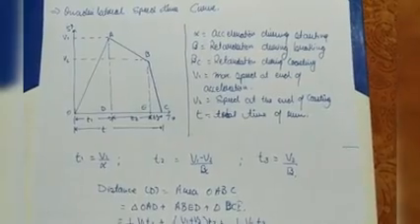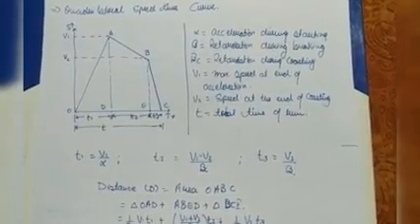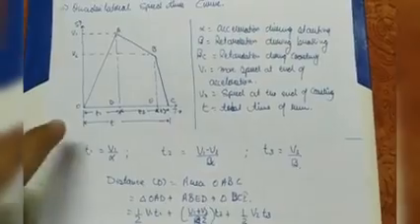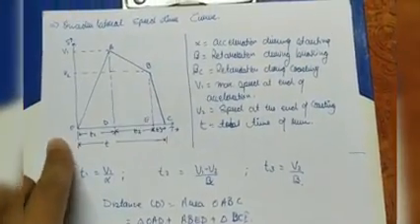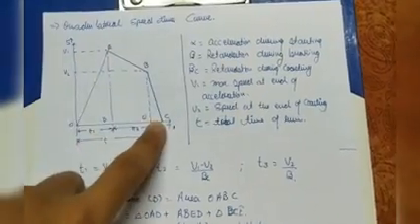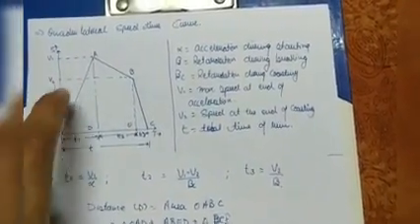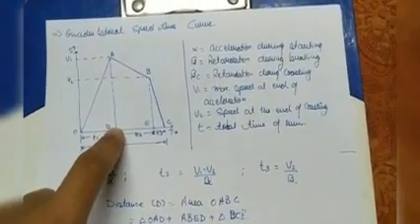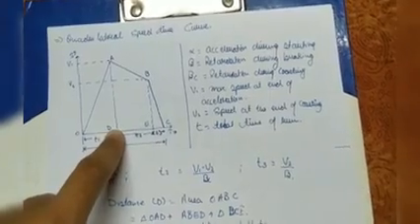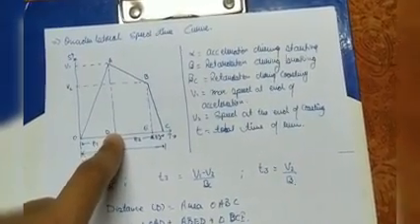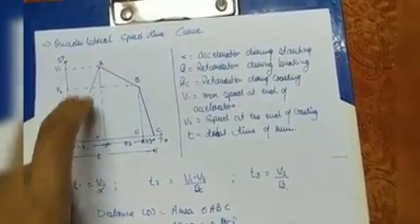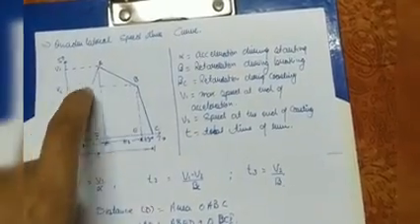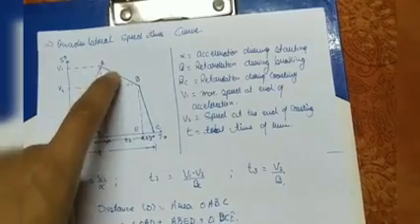Today we are going to study the quadrilateral speed time curve. Here you can see the graph of a quadrilateral speed time curve, with the points O, A, B, C, D, E. Yesterday we studied the trapezoidal curve. What was the difference between trapezoidal and quadrilateral? In that one, the section AB was constant, so there was no retardation.